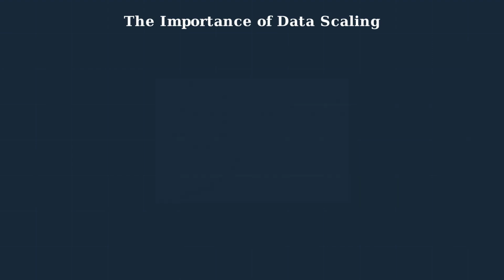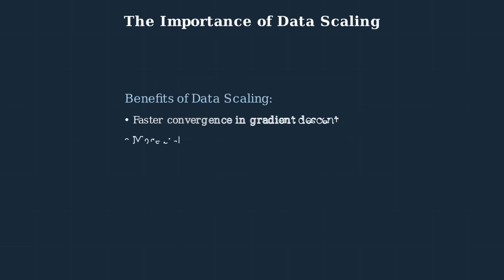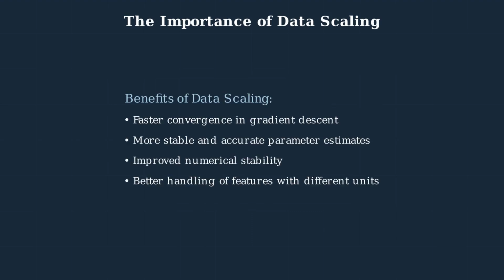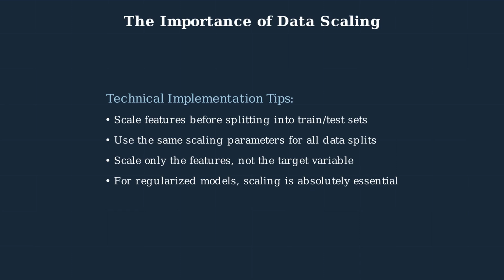Here we see a practical example of gradient descent optimization with polynomial features. Proper scaling is essential when using higher-order features like this. Let's summarize the key benefits of data scaling in logistic regression. When implementing data scaling, there are important technical considerations to keep in mind. Always remember to apply the same scaling transformation to your test data that you applied to your training data.